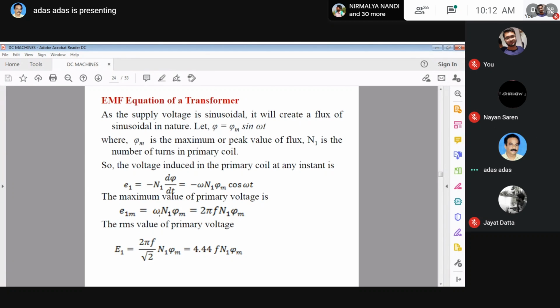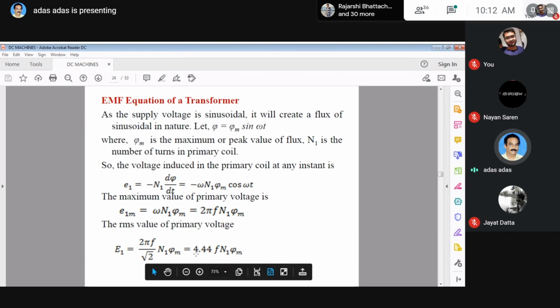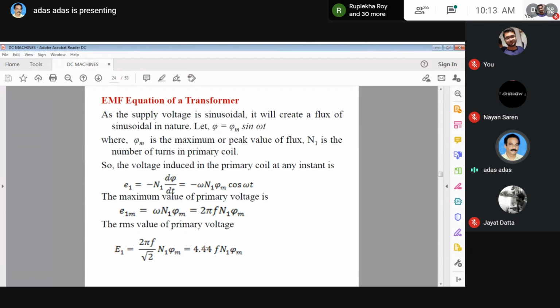This is the sinusoidal waveform, with the maximum value, and this is the RMS value. Maximum value divided by square root of 2 gives you the RMS value. So this is the EMF equation of the transformer, E equals 4.44 f N1 phi m. This 4.44 comes due to the sinusoidal voltage only. If we apply a different shape of voltage, it will be different.